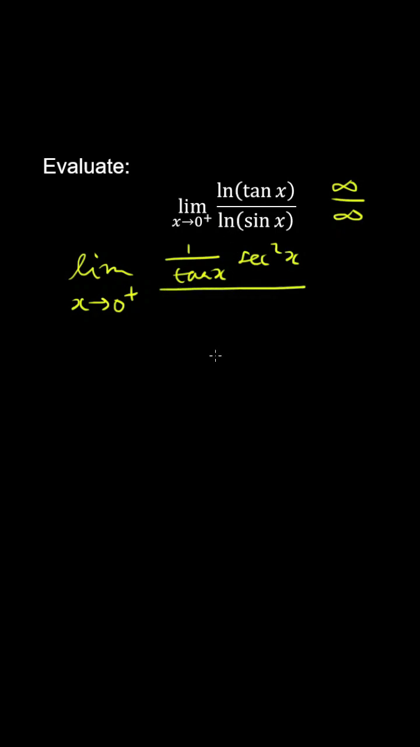Let's evaluate the limit as x approaches 0 from the right hand side. So if you substitute for x, you're going to get a limit of infinity on infinity. So we can apply our L'Hopital's rule. So the natural log of tan x is basically 1 on u by du dx, which is sec squared x. And in the denominator, we get the natural log of sine x. So we have 1 on u multiplied by du dx.